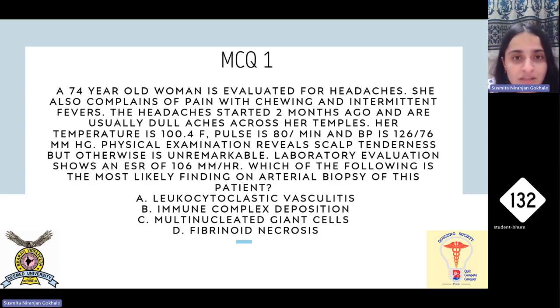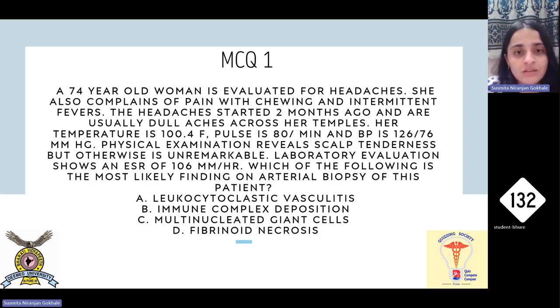The option C is multinucleated giant cells, which according to me is the most appropriate option, but we should never choose the option directly and should read all the options first. Then we move on to D. So D is fibrinoid necrosis. This type of necrosis is characteristic of vasculitides like polyarteritis nodosa, which affect medium-sized vessels. So again, this is not the answer according to the clinical diagnosis. Hence, the most likely answer is option C.